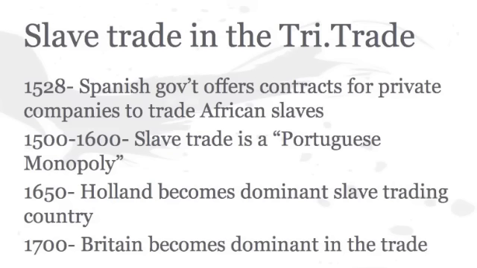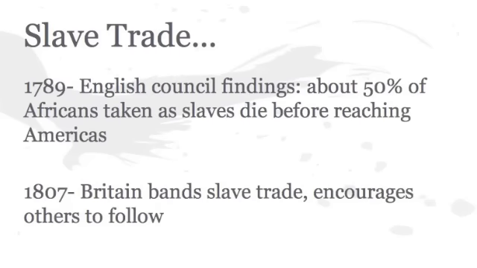So now let's focus on the slave trade part of the triangle trade. In 1528, after the encomienda system is abolished, the Spanish government offered contracts for private companies to trade in African slaves. Portugal, however, soon really commanded the slave trade, and it was basically a Portuguese monopoly. Remember when we did the Age of Exploration, the Dutch and then the English replaced Portugal as dominating trade, so here they began to also dominate the slave trade.